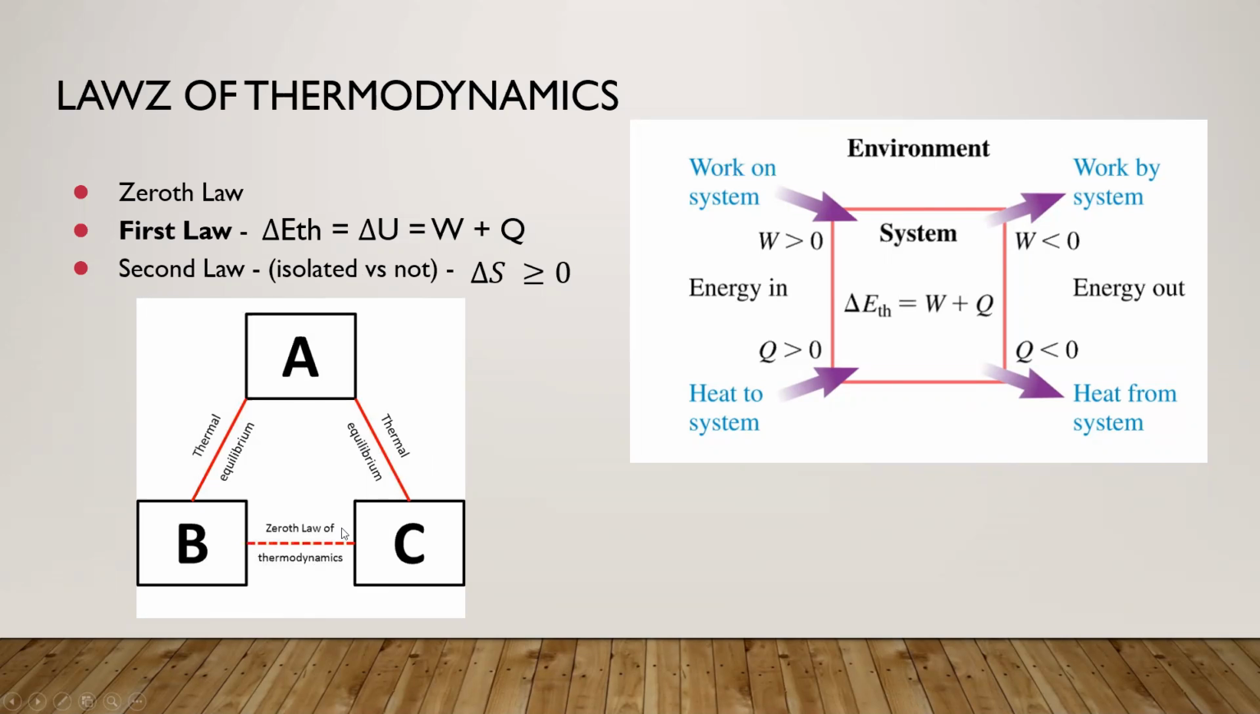Here you can see that there is a dotted line. That means they are not physically connected, so they cannot have direct exchange of heat. But since both of them are connected with A, and in thermal equilibrium with A, they'll have equal temperature, and thus they will also be in thermal equilibrium. So that's the zeroth law of thermodynamics.